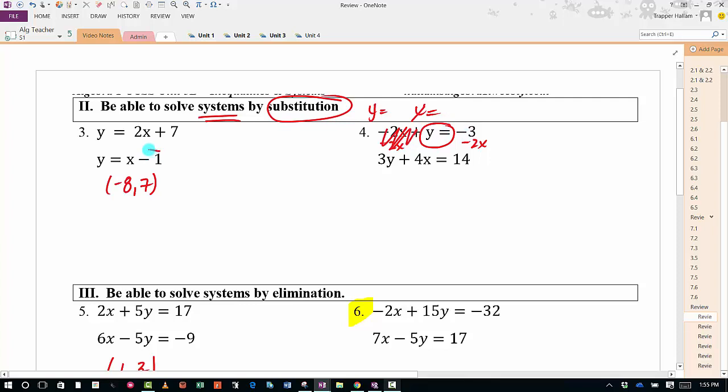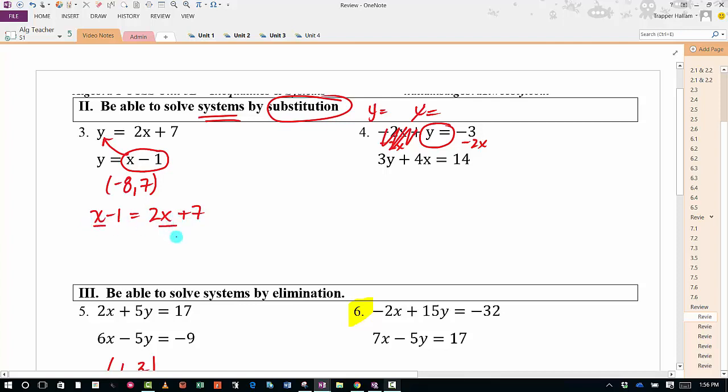Once you have a variable solved for, you take what it's equal to and you plug it into wherever that y is on the other side. So y is equal to x minus 1. So this y here will become x minus 1, which will be equal to 2x plus 7. Your goal is to have a single equation with just one variable in it. And we do. So let's go ahead and continue.